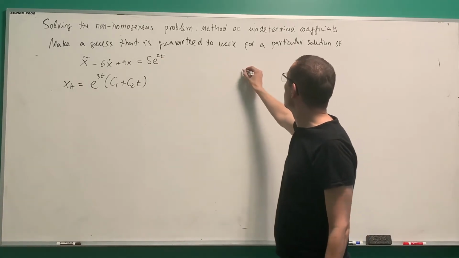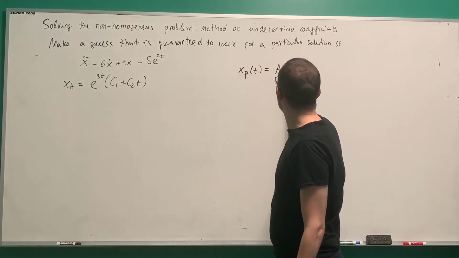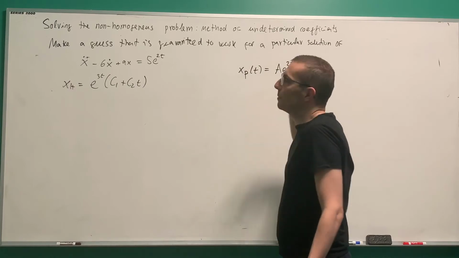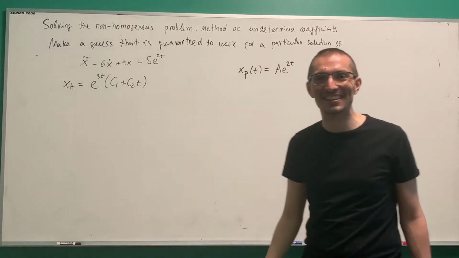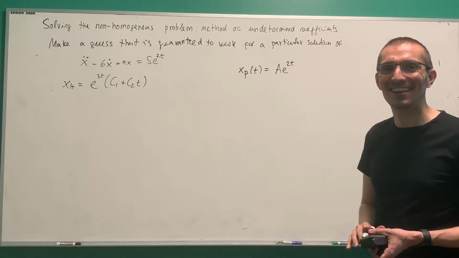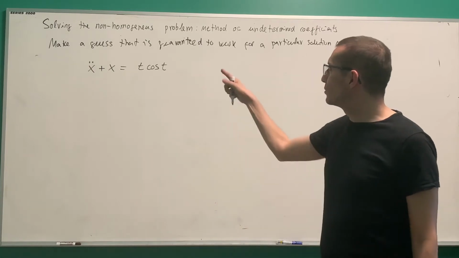So if we want to make the best guess for this, the first guess would be a e to the 2t, and that would be correct because there's no overlap whatsoever with the homogeneous solution. All right, so that's an easy one. All right, let's do another.